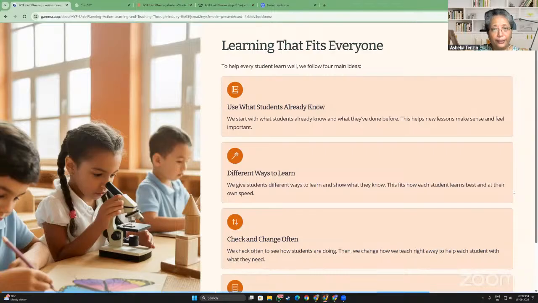Learning that fits everyone. This is about differentiation. You saw, right, in the action part, differentiation is also one part of the planner. So, to help every student learn well, what will we follow? We follow these four main ideas. The first idea is to use what students already know. You start off with what they know, so that they become confident.